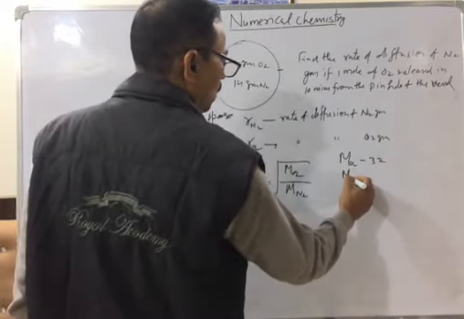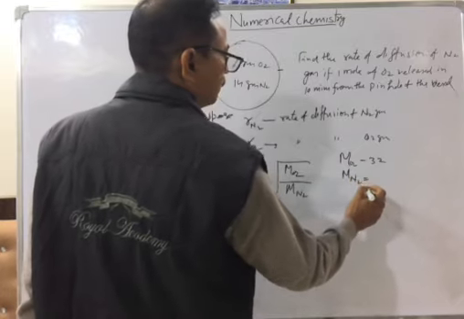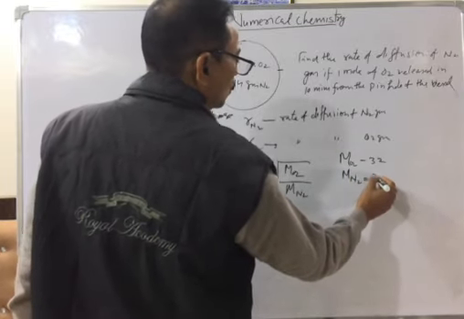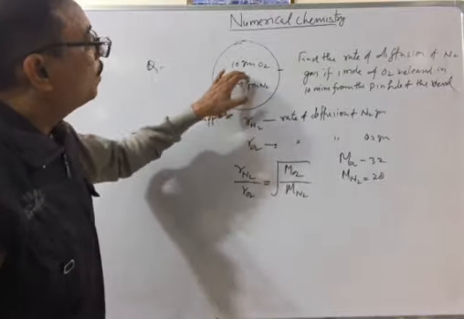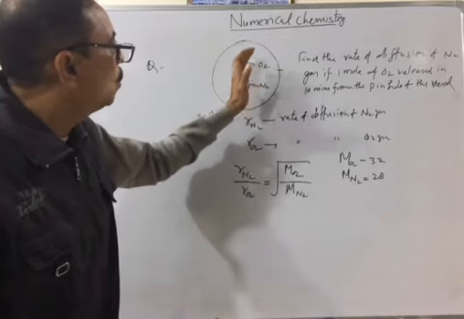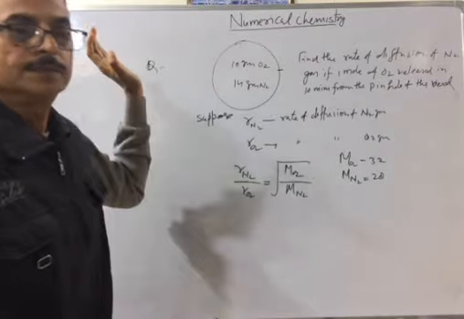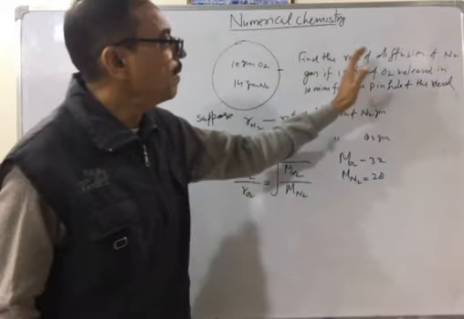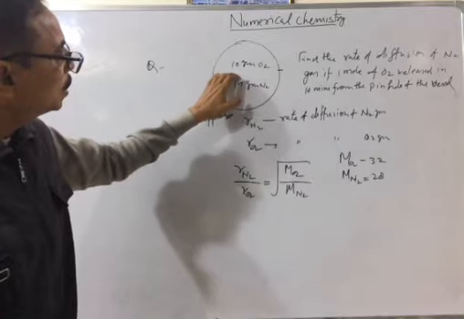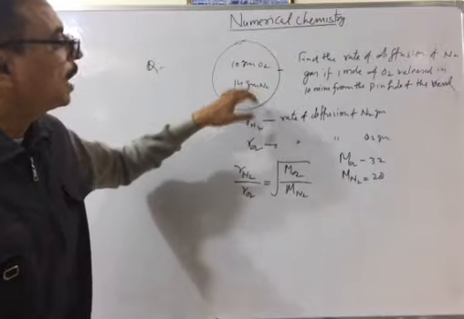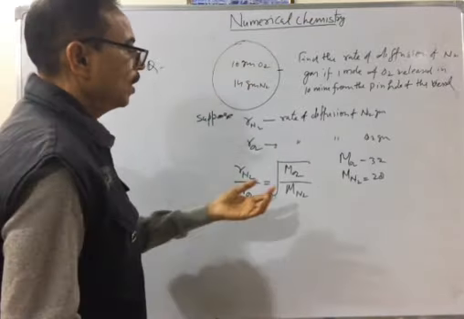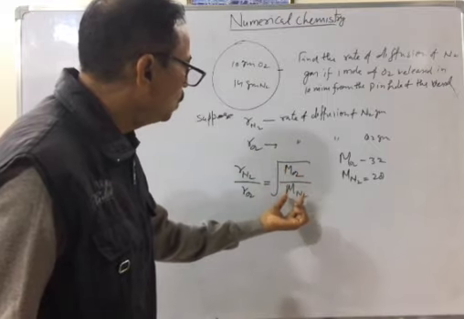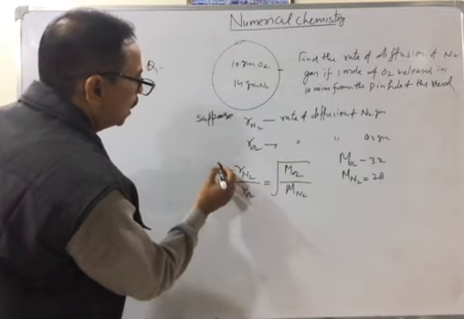And the molecular weight of nitrogen is 28. Here the weight is given only for confusion. There is no role of this weight. The information is completely given here. This 10 gram, 14 gram is only a confusing figure. So we know this value, and we have to find out the rate.